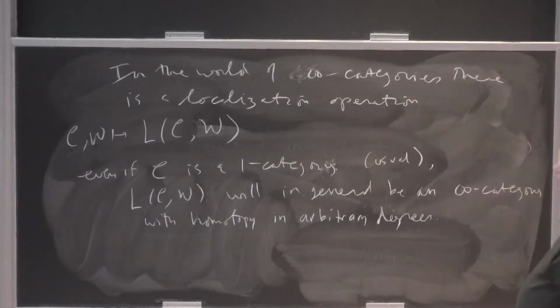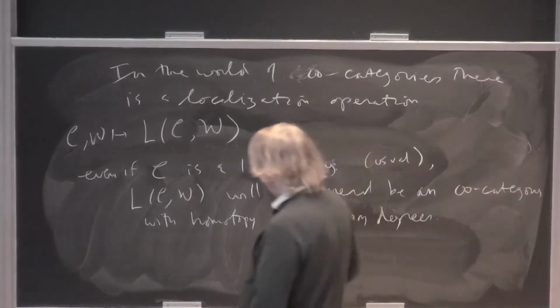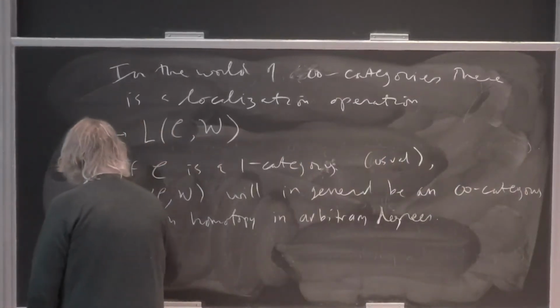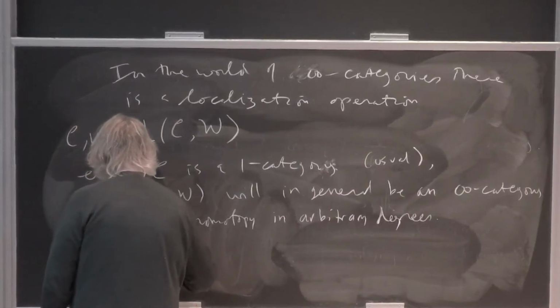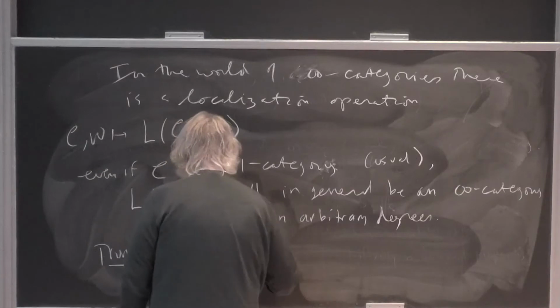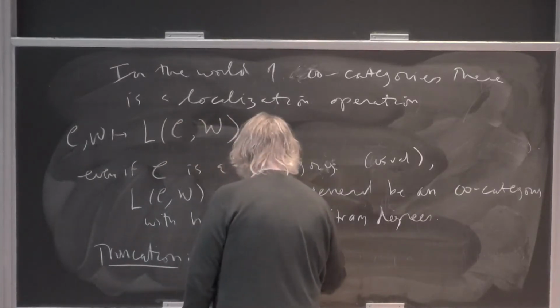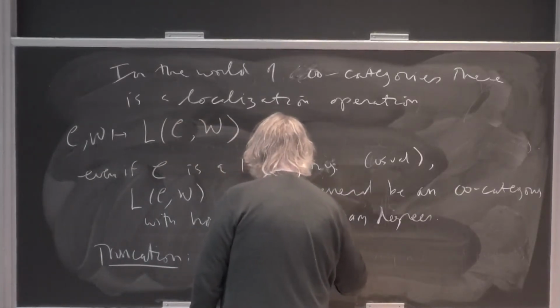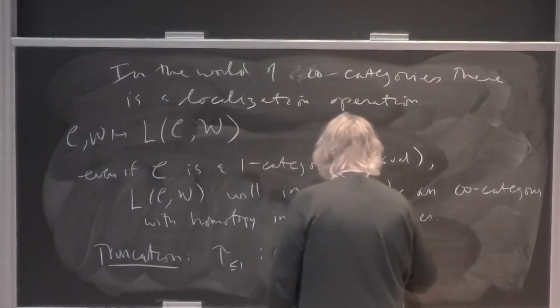Okay, so you might be saying, okay, but I know about localization of categories, and that doesn't show up in what I know about localization of categories. So what's going on there? The point is that there's going to be a truncation operation. We'll call it tau less than or equal to 1, from infinity categories back to one categories.